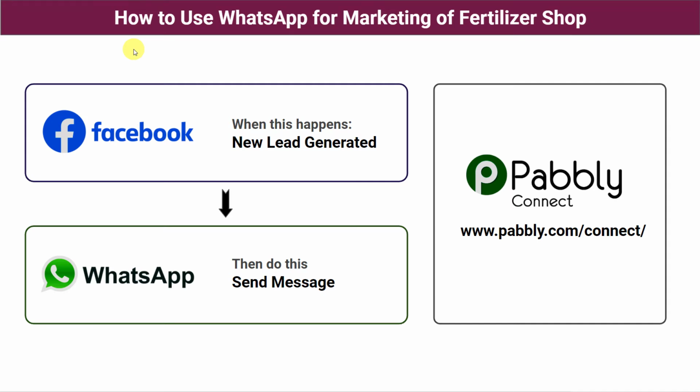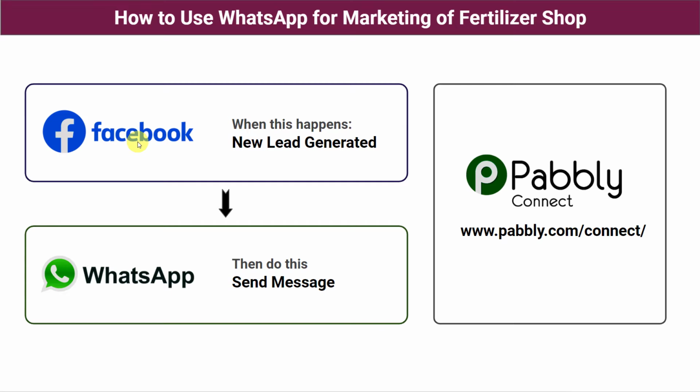Hello everyone. In this video, we are going to learn how to use WhatsApp for marketing of fertilizer shop. So let's take an example that you are a fertilizer shop owner. You have created a Facebook page to advertise your business and you are running ads on that page. A lot of people are showing interest in your fertilizer shop business advertisement, and with those ads you are getting lots of entries and leads on daily basis. But you are unable to reply or message to those leads and lose lots of potential clients.